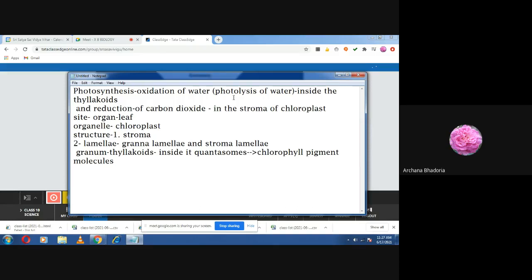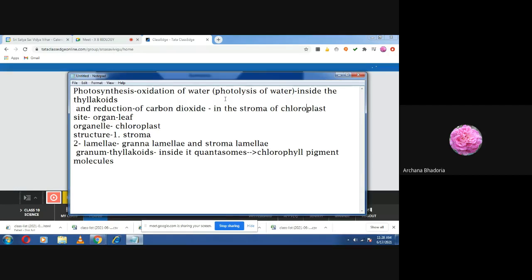So I hope you have understood the site of the different reactions of photosynthesis. What is the site of photosynthesis? Leaves. It will occur in the chloroplast present in the leaves. That way you should say.